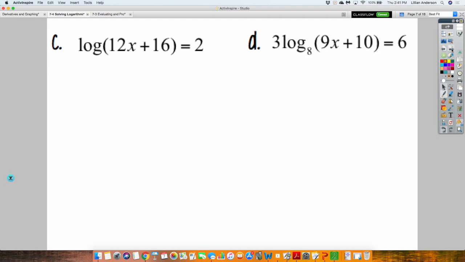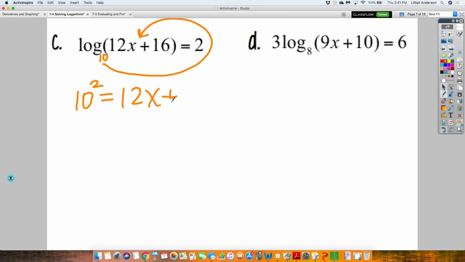Step 2, you want to write it in exponential form. What's the base in C? 10. So when I write this in exponential form, it's going to be 10 squared equals 12x plus 16. That's step 2.